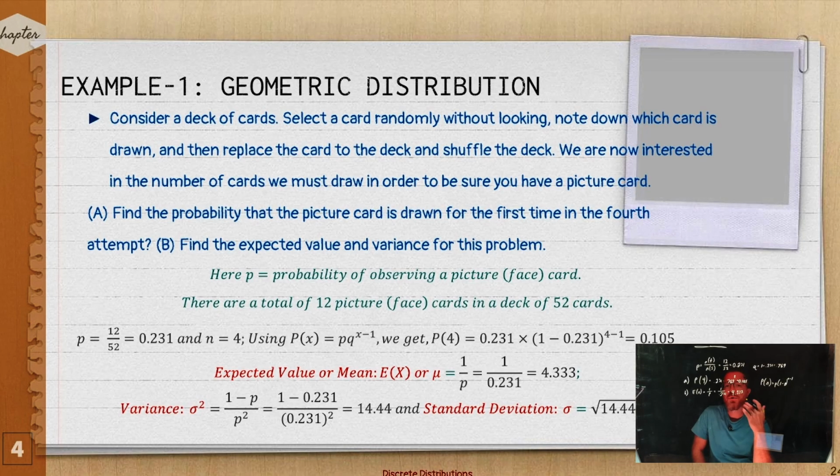It means that if I were to draw cards, look at them, and put them back in until I get a face card, on average, if I did this many times, many repeated trials, I would expect about a little over 4 draws before I see my first face card.